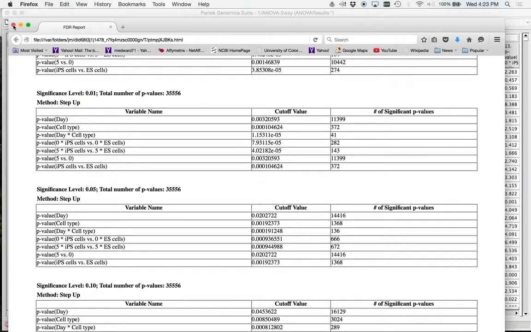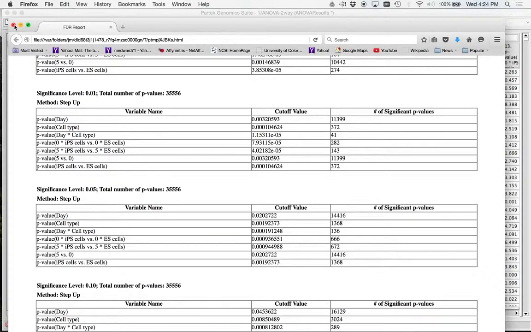But again, these are all just tests to give you an idea of the statistical tests and what kind of list you expect. Right now I know if I'm going to look at day, almost everything's changing. But when I look at differences in cell type and maybe day versus cell type, that's a little more manageable.